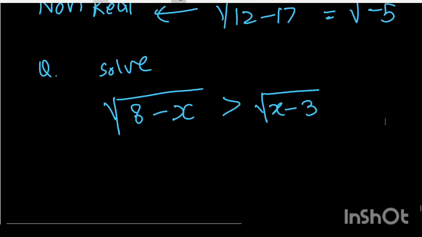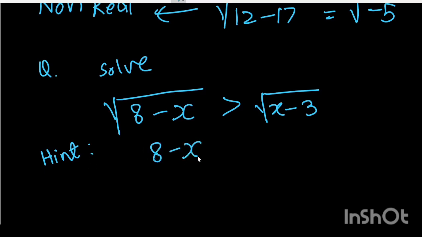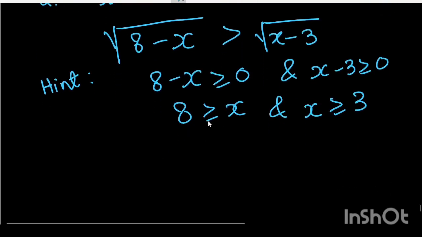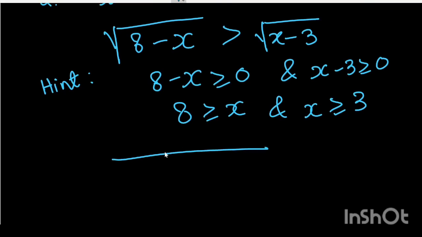So guys, you can try this question: under root of 8 minus x greater than under root of x minus 3. Again, as usual, the hint would be, we have to take care of the domain, which would be obtained by applying 8 minus x positive and x minus 3 positive and taking their intersection. The intersection of these two will give you what? x greater than equal to 3 and x less than equal to 8.